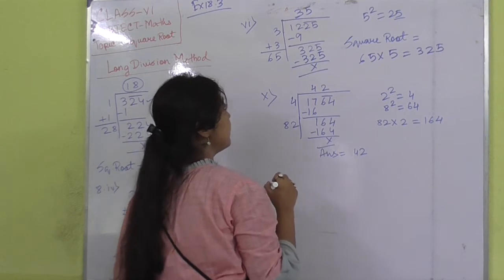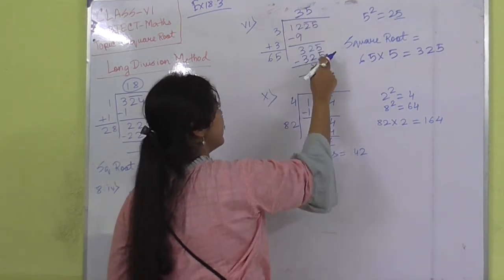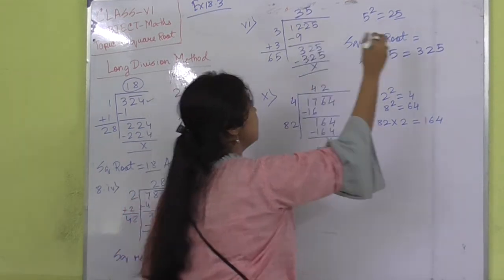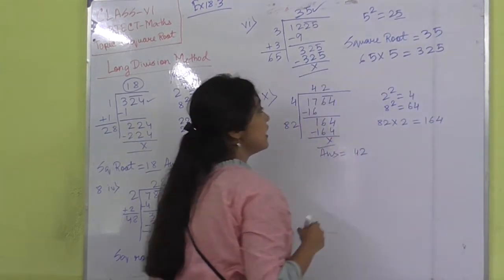No such remainder is there. So 65 into 5, it is coming as 325. Hence, the square root of 1225 is 35. I think this is clear to you.